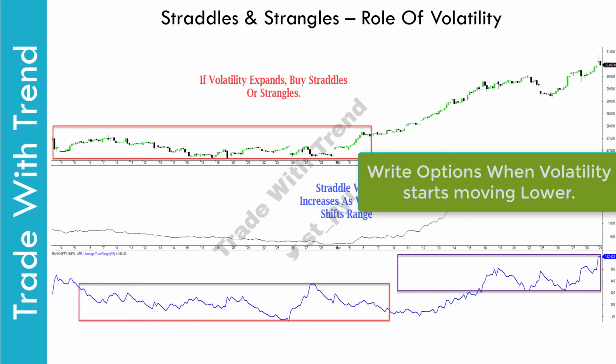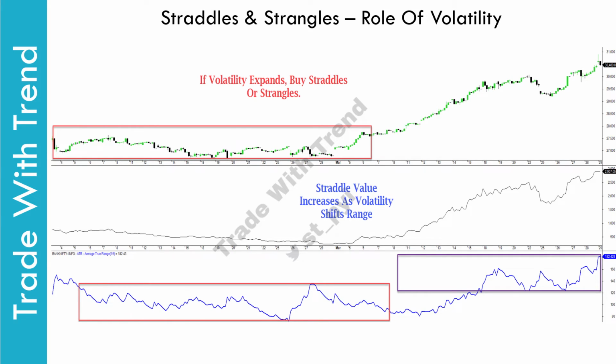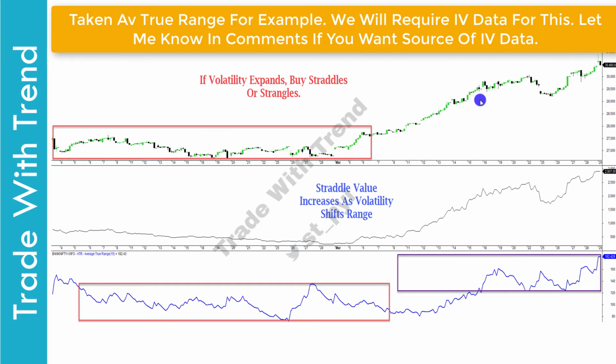Therefore, if volatility is expanding, think about buying, and when volatility is contracting, think about selling a straddle or strangle. I will cover more on this when I cover the implied volatility section. Now, in this example in front of you, as volatility was moving lower, price was relatively flat and in a range. As soon as volatility shifted its range, look at the impact on trend and look at the impact on the value of the straddle.